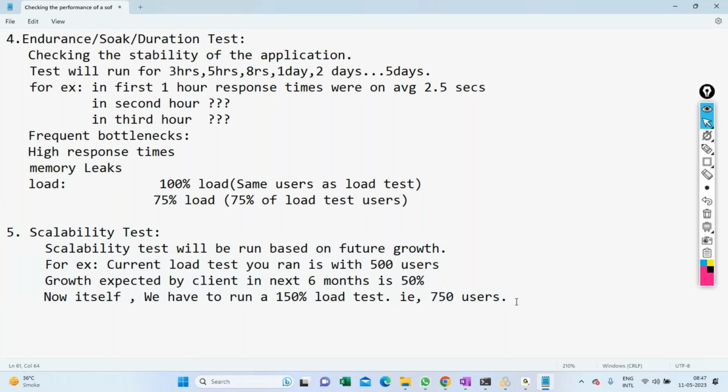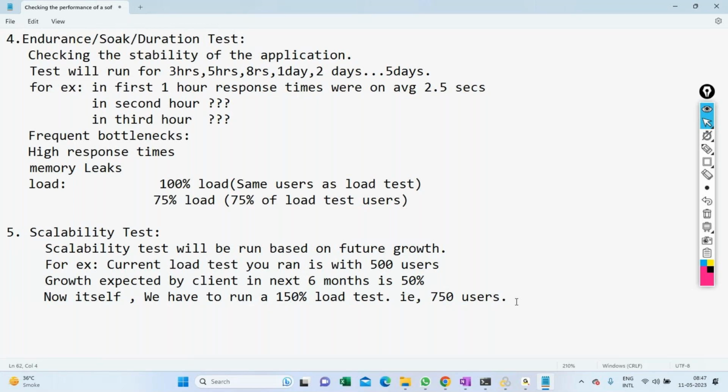Now, what did we do immediately? Can you tell what we had to do at that point of time? Can anyone tell? Anyone? "Need to do the breakpoint test." No, the client is expecting up to 400% load in the next 3 months. So what should you do?